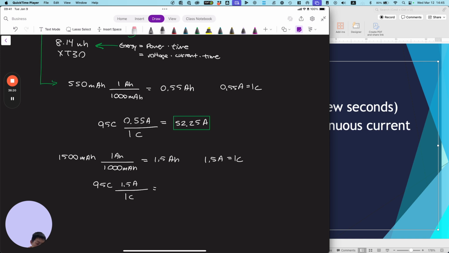What is that? Can anyone calculate? Should be 142.5. Okay, so that's how many amps. You can see as the capacity increases, the number of amps you can use increases as well. So the 95C is just a percentage you can use of the amp hours. 95% of 1.5 amps is 142.5. So it's just a percentage.